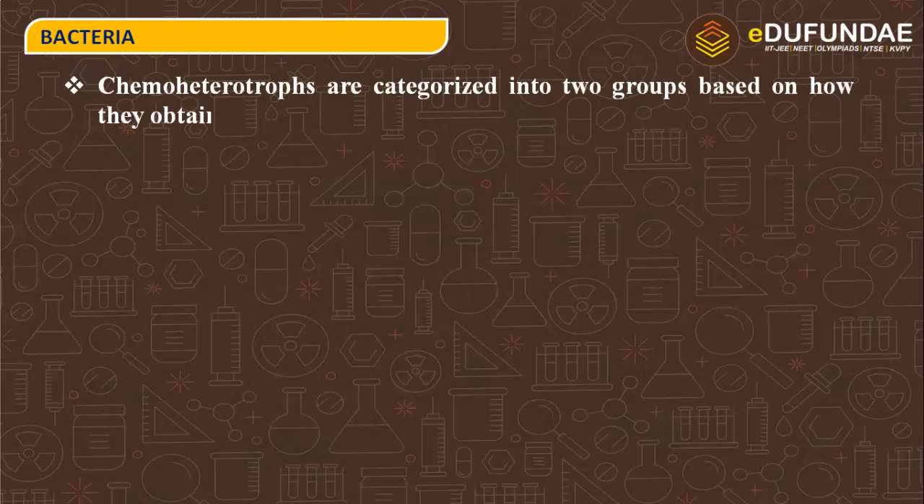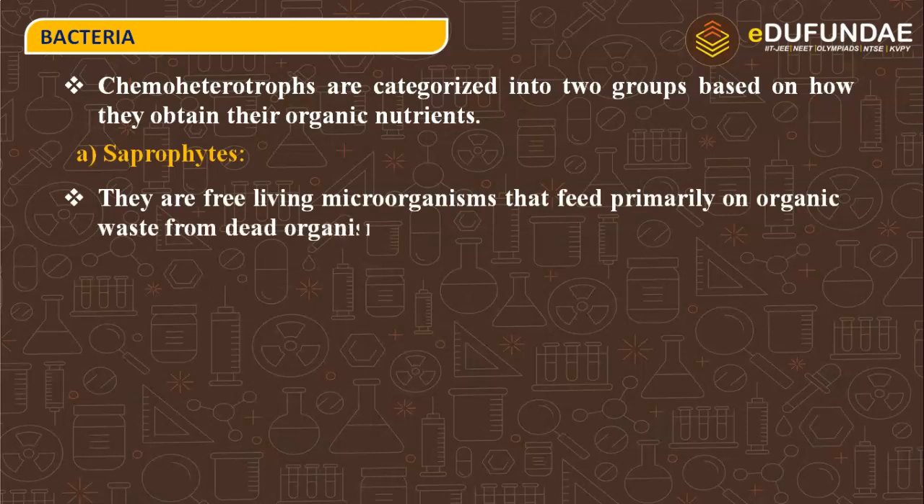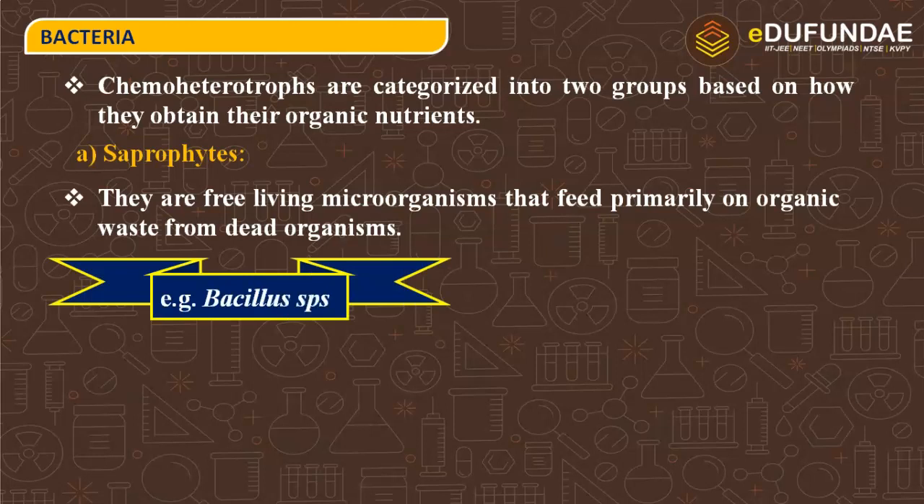Chemoheterotrophs are categorized into two groups based on how they obtain their organic nutrients. They can be the saprophytes. They are free-living microorganisms that feed primarily on organic waste from the dead organisms. Because they are feeding on the dead organic matter, that is why they are the saprophytes. And we have the example, that is Bacillus.